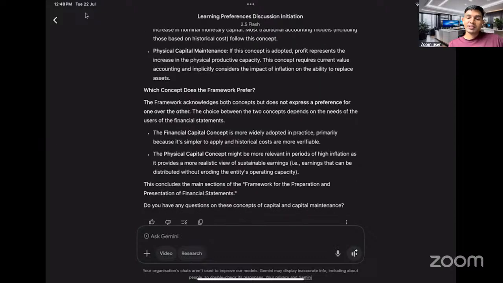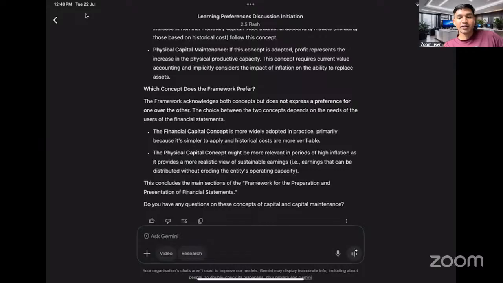Which concept does the framework prefer? The framework acknowledges both concepts but does not express a preference for one over the other. The choice between the two concepts depends on the needs of the users of the financial statements.